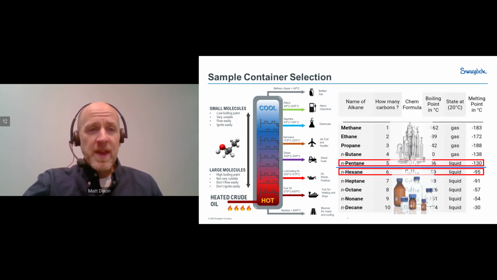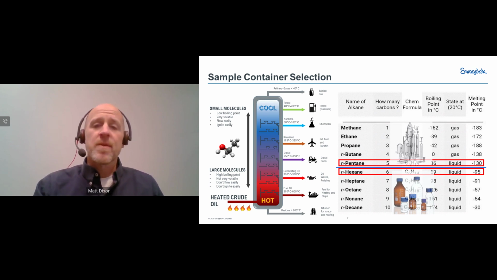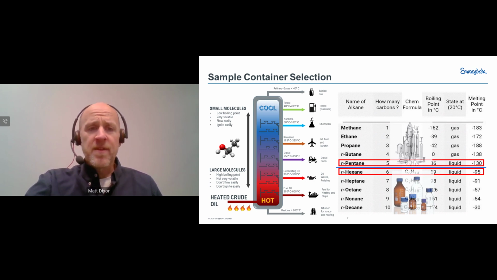But when we're looking at this operation, there are a lot of different considerations. So for those things up at the top, we're probably going to want to use a sample cylinder because, again, those are gases or volatile liquids. For the things down at the bottom, again, we're going to probably use some sort of a sample bottle. Now, when we're looking at this example with the distillation tower and the different hydrocarbons that may be coming out of this, let's look at a couple of them.